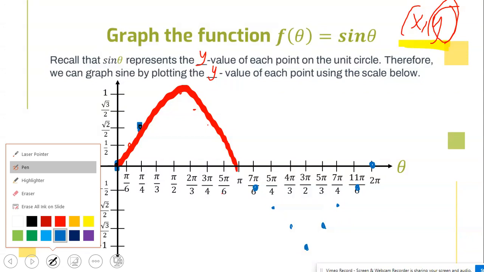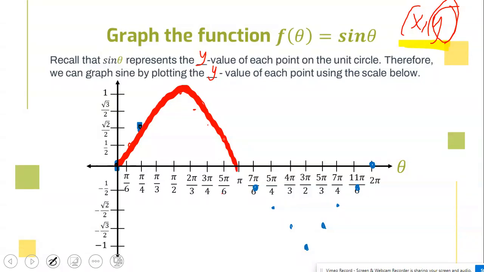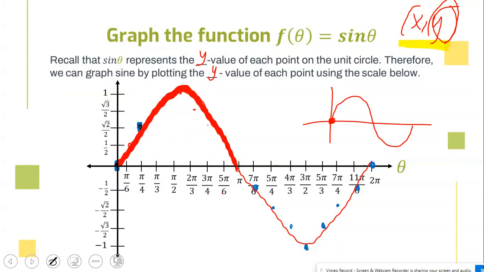So completing our graph, we can see that our sine function looks like this. It starts at 0, it goes up and has a peak, comes back down at pi, goes down and has a bottom peak, and ends at 2 pi. You need to know that this is what the sine graph is always going to look like. Your sine graph is always going to look something like this. Starts at 0, ends at 0. It goes up and then down.